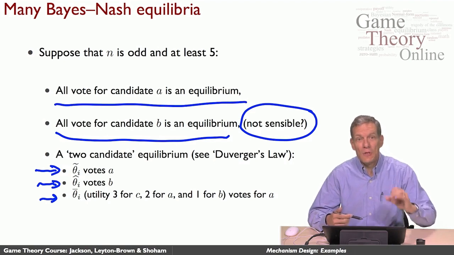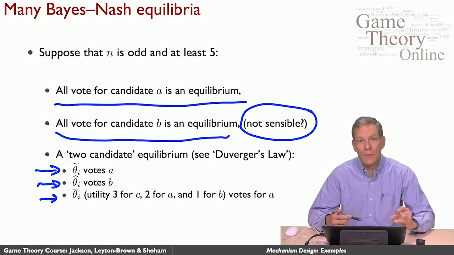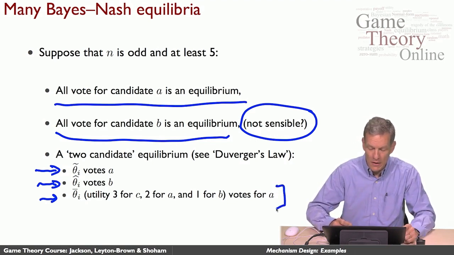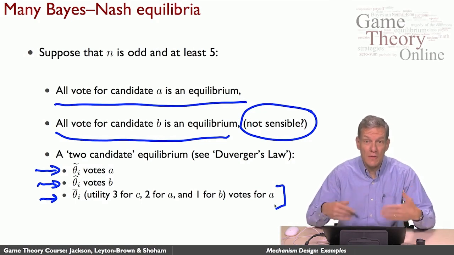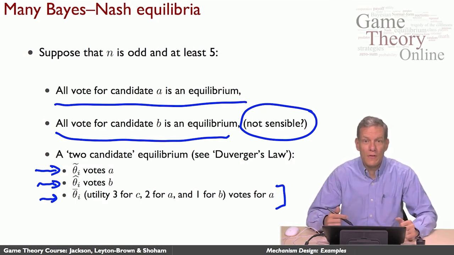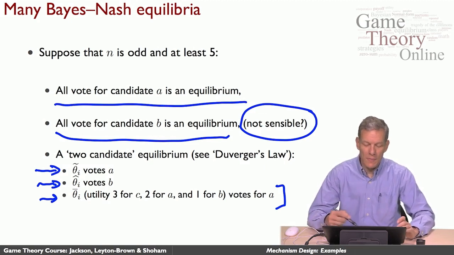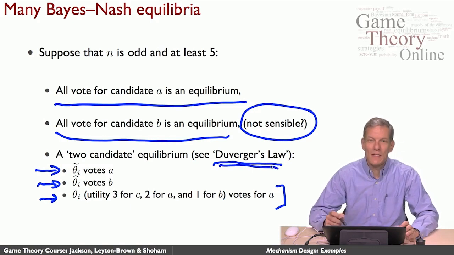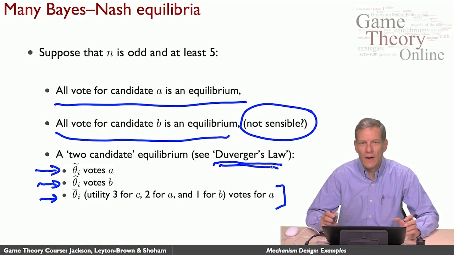Therefore, if there is a chance that my vote makes a difference, it's always going to be between A and B. I might as well vote for my most preferred alternative out of those two. And therefore, in this case, the theta bar type has a unique best response to actually vote for A. So this kind of equilibrium is referred to as Duverger's law in the political science literature.